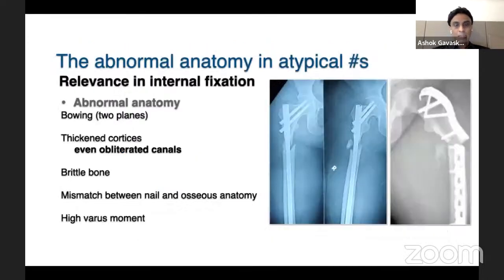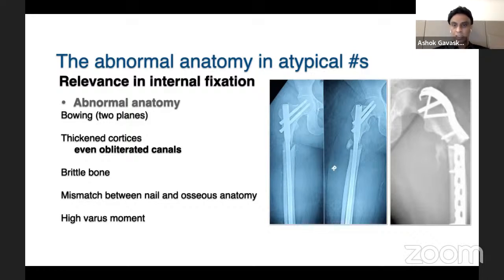So what does the abnormal anatomy mean technically in terms of how we internally fix these fractures? As I said, you have significant bowing in two planes, which makes it difficult to nail. You have thickened cortices on the lateral side, which can deflect your nail more and more medially, creating a varus malalignment. You can even have obliterated canals. And if you do not identify them and have the necessary tools in hand, you might struggle to get your guide wire or reamer across the sclerotic fracture site.